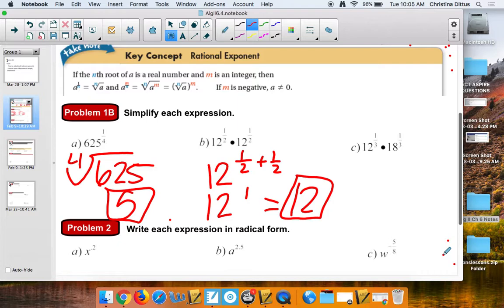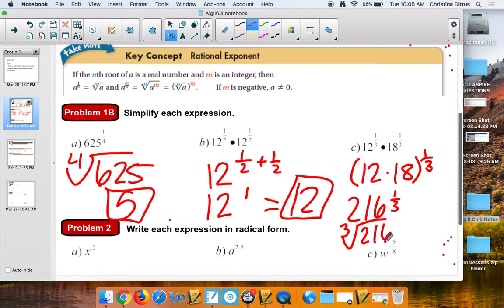What if our exponent is the same, but our bases are different? Yeah, multiply my bases. So this becomes 12 times 18 to the exponent that they have in common. You said 12 times 18 what? 216. So I have 216 to the 1/3 power. How did we say we can rewrite 1/3? The third root of 216, which is what? 6.